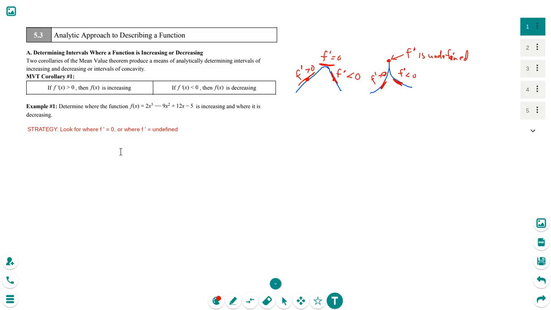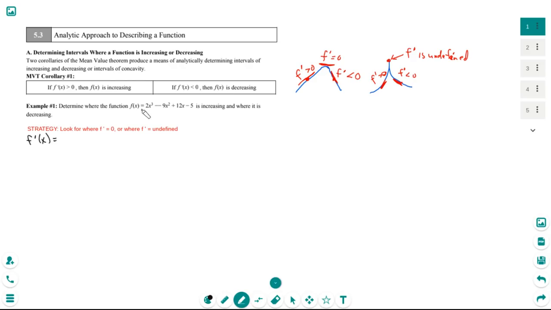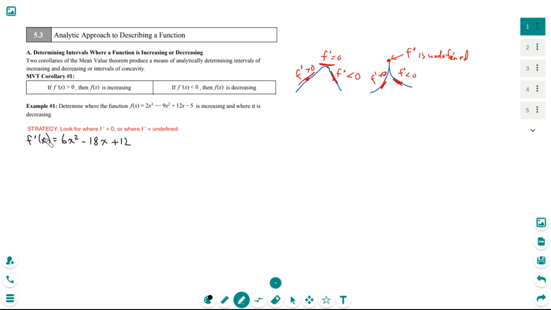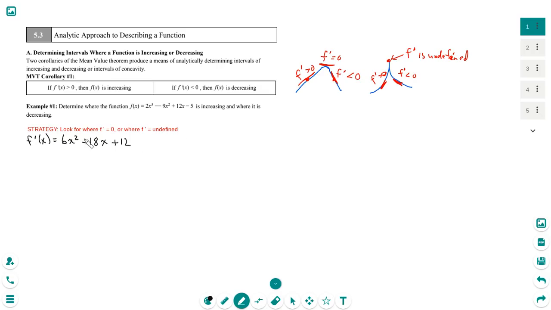Okay, so let's take a look at this graph of f of x. So it's a cubic graph. We need to do a first derivative, so f prime of x. Take the derivative of each term, power rule, so that would be 6x squared. The next term is minus 18x. And then the next term is plus 12. So the strategy we're going to look for is where is this derivative equal to 0 or undefined? Now, this function, the first derivative, is defined for all reals, so there are no undefined values.